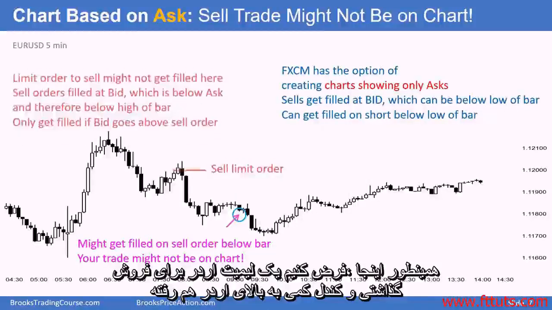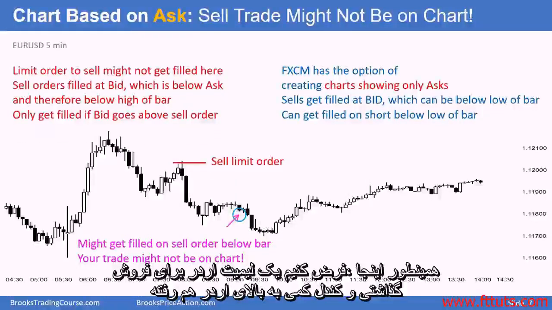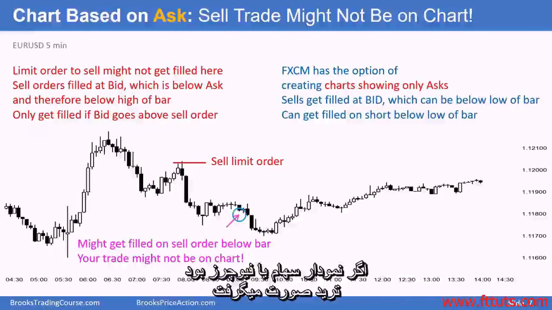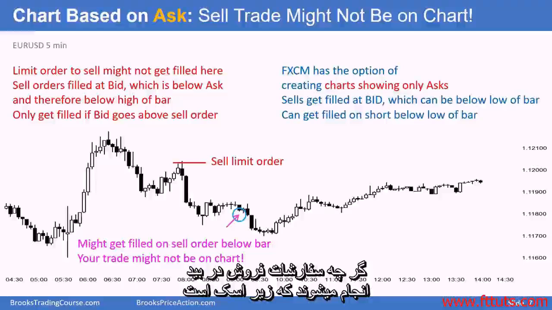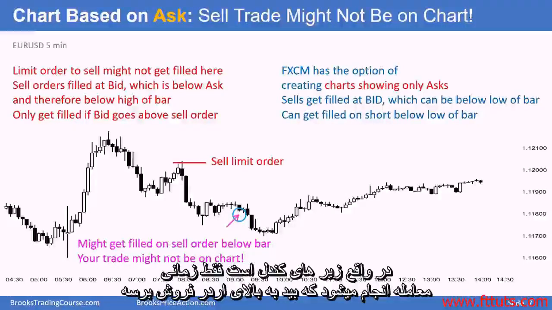And likewise, right here, let's say you place a limit order to sell, and the bar goes a little bit above your limit order. If that was a stock chart or a futures chart, you'd get filled. Your short order would be filled. However, sell orders are filled at the bid, which is below the ask, and therefore below the high of the bar. And you only get filled if the bid goes above the sell order.